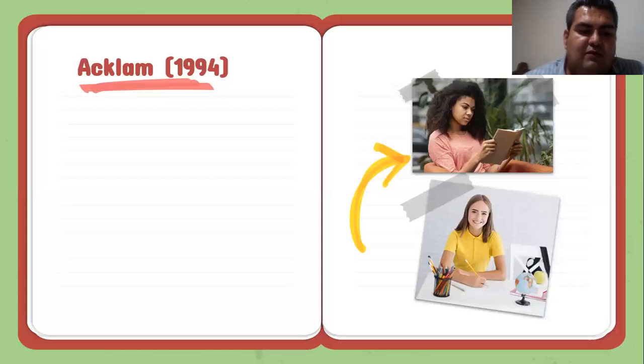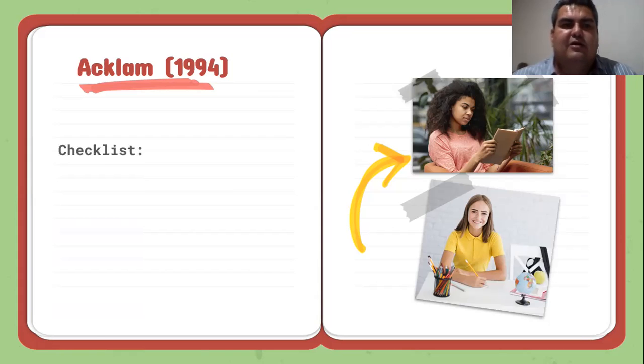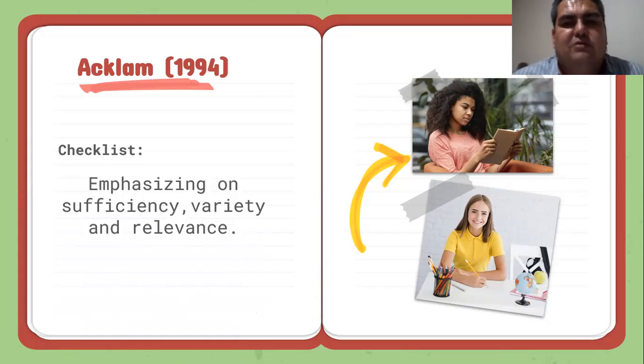And then we have to identify the gaps in a course book. In 1994, ACLAM designed a checklist that we have to use in order to identify how the course book is and how we can do something about it, but we have to reflect on some questions about it. It is important to say that this checklist is emphasizing sufficiency, variety, and relevance. And we have to make some questions.